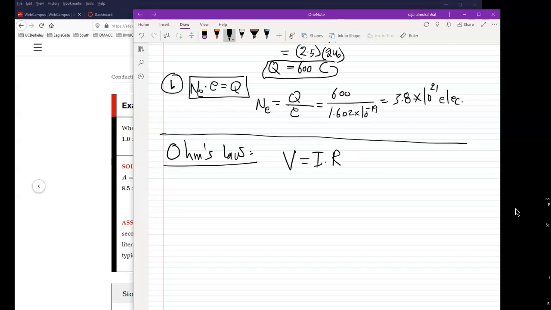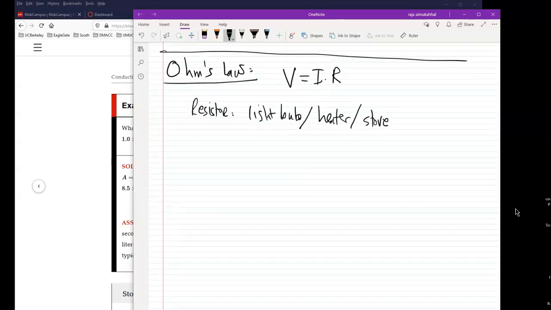When we say resistance, I don't know if I said this in class or not. When we think about resistance, yes, there is a device, a little object called a resistor, but the best way to think of a resistor is a light bulb, or for example a heater, or your stove, the top of your stove, and so on. These are all examples of a resistor. How does a light bulb work? Well, the light bulb is nothing but a resistor.